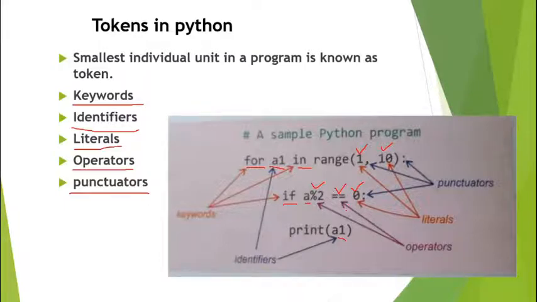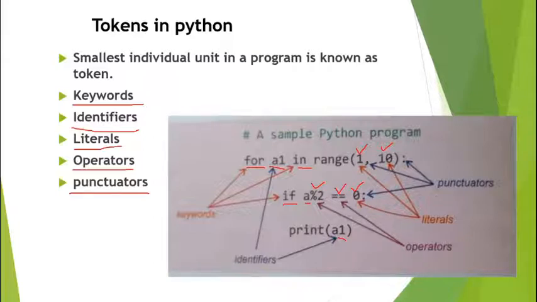It will check whether the result of a percent 2 is equal to 0. If it is 0, then the print statement will be called and it will display the number. Otherwise it won't display the number and will come to check the next number.